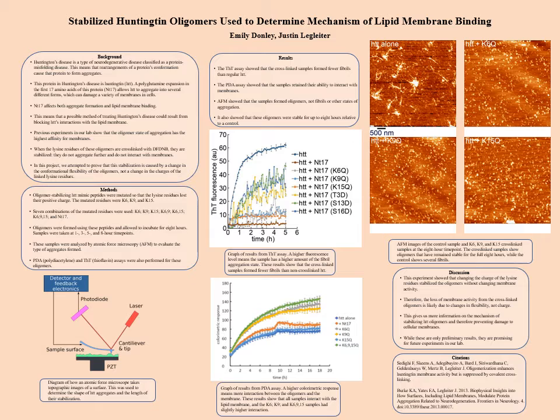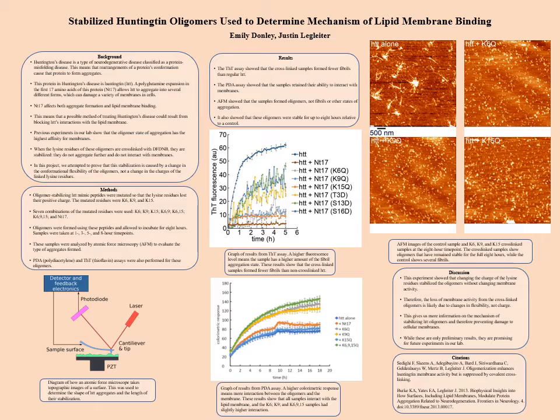The results of the PDA assay showed that the samples retained their ability to interact with the membrane. A higher colorimetric response in this assay means more interaction with the membrane, and as you can see, all the samples had at least some interaction with the membrane. The K6, K9, and K6, 9, and 15 samples had slightly higher interaction.